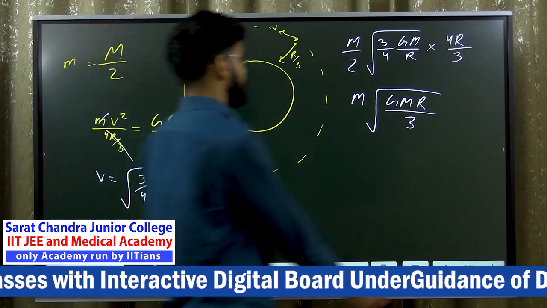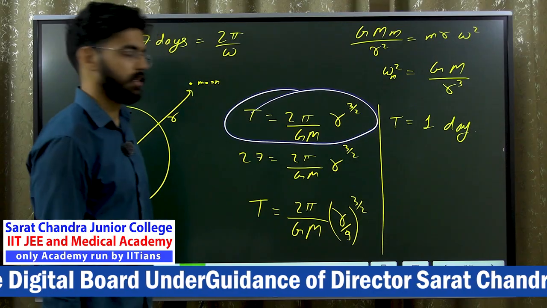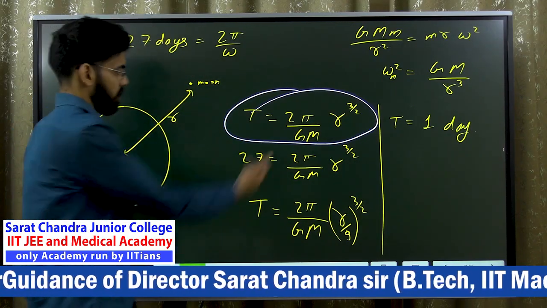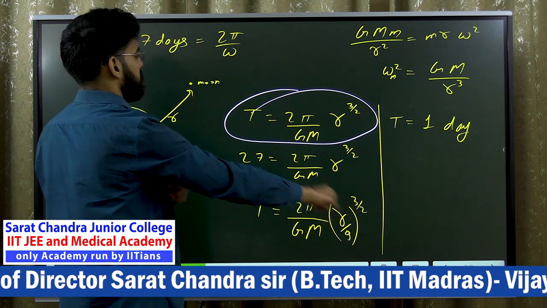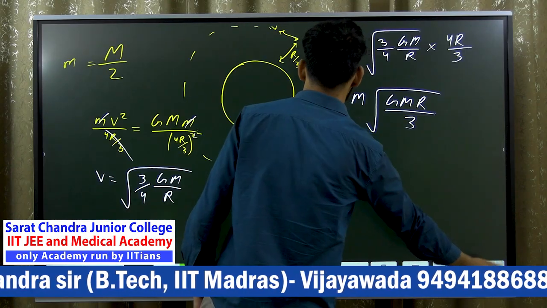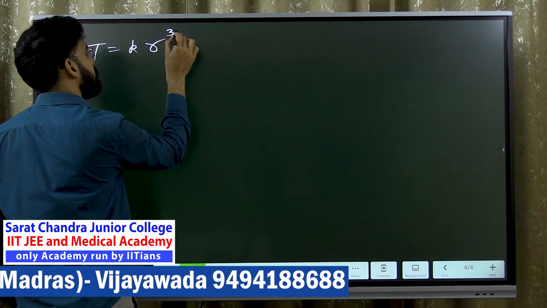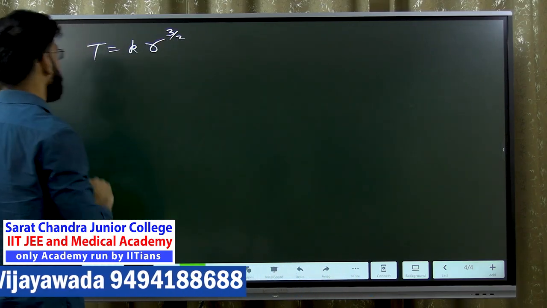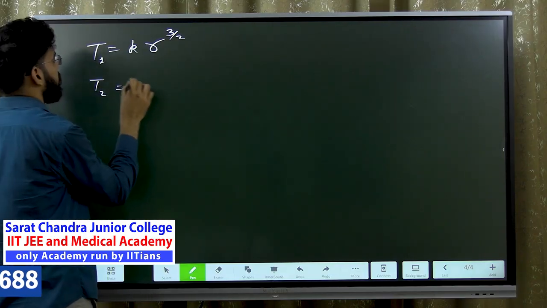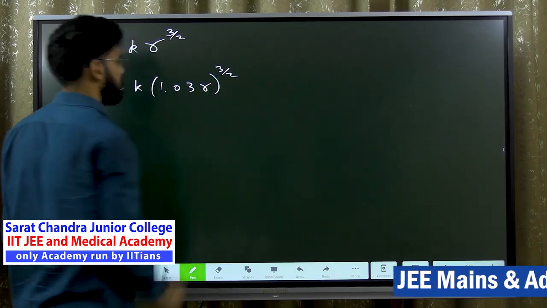If you see here, we have solved already for the time period relation. In Kepler's law we remember this value, right? T square is proportional to r cube, so we can say T square is K r cube. So T is equal to some constant into r raised to power 3 by 2. This is the time period in the first one, and for T2 what you did, K into 1.03 r raised to power 3 by 2.